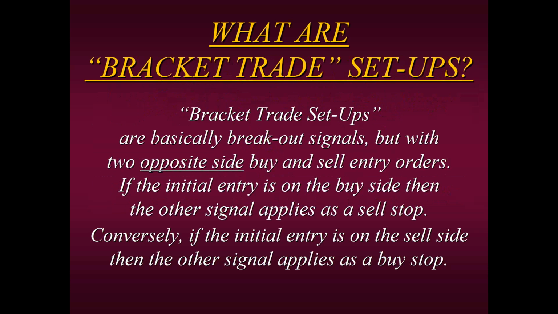Now, here's the way it's done. In other words, if the initial entry is on the buy side, so if the initial order that is executed is a buy entry, well, then the other signal, which is a sell entry, will apply as your protective sell stop. Now, conversely, if the initial entry is on the sell side, if the first bar to be executed is a sell order and you go short, well, then the other signal will apply as your protective buy stop, okay? So this is the common way to trade bracket trade setups. Now, bracket trades can consist of a bracket anywhere from 10, 20 bars to even a couple of bars, okay?